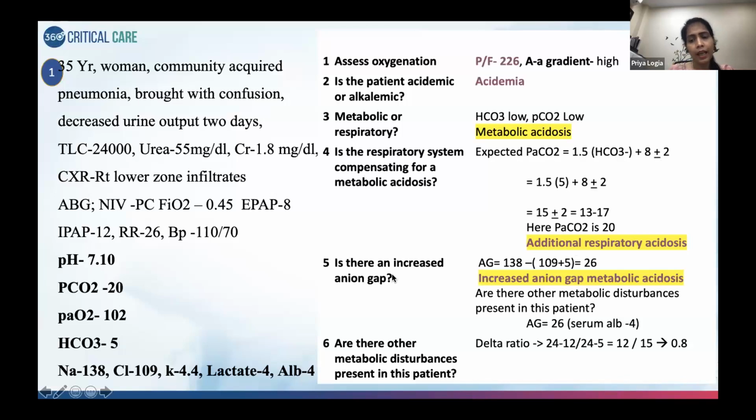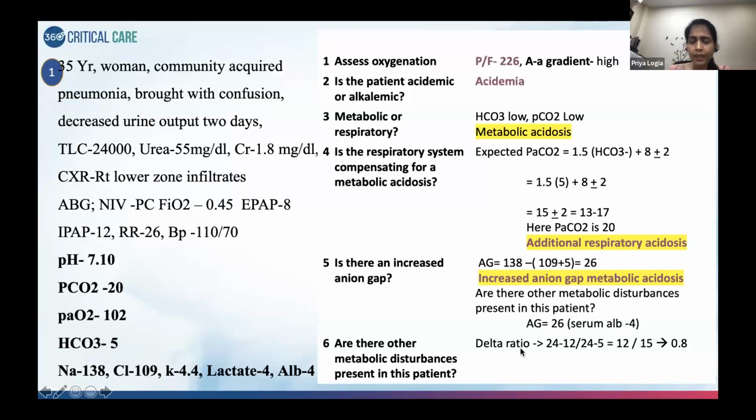Then you calculate the anion gap. So anion gap is 138 minus bicarb and then the chloride. Okay, the chloride is 109. So 138 minus bicarb and chloride, that is 26, which is a high anion gap. Look at the albumin. Albumin is 4.